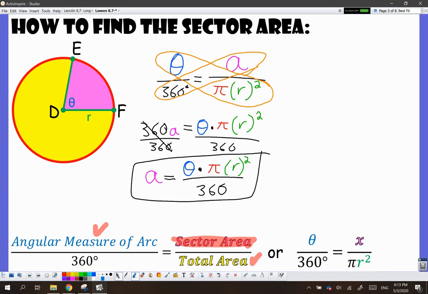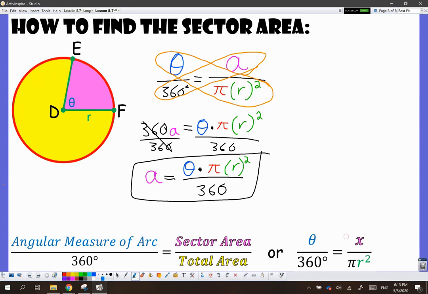But if we were missing the angular measure instead, if we were missing the measure of the arc, then we would need to know the sector area and the total area. So we can use this relationship to not just solve for the sector area, but to solve for any of these pieces that we might be missing. And again, here is our symbolic representation of this proportional relationship. All right. Well, if you have questions, make sure you go back and you look at the previous two slides to help you understand it.